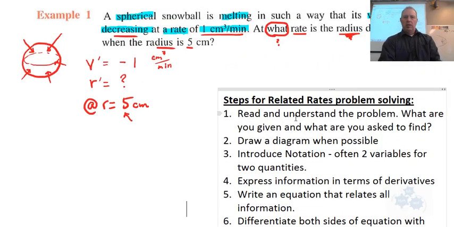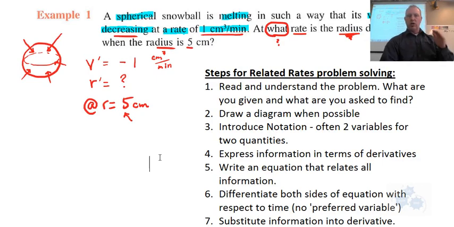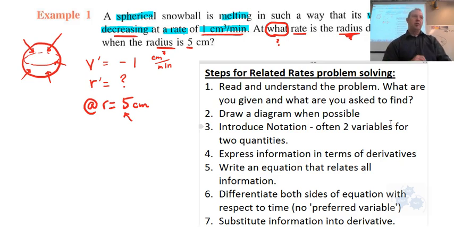So, steps for related rates problem solving, and we're already just getting into it. The first one is read and understand the problem. What are you given, and what are you asked to find? We've identified this. We're given the rate of change of volume. We're asked to find the rate of change of the radius, because we understand that the radius will be changing along with the volume. It's not going to be the same number at all. The volume will change at a certain rate, and the radius will change at a different rate.